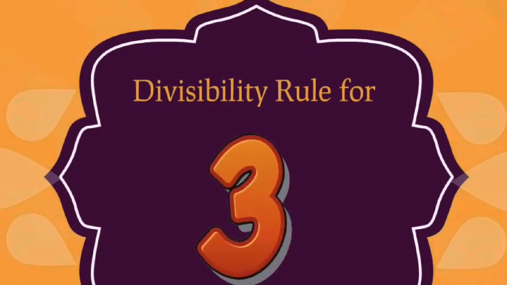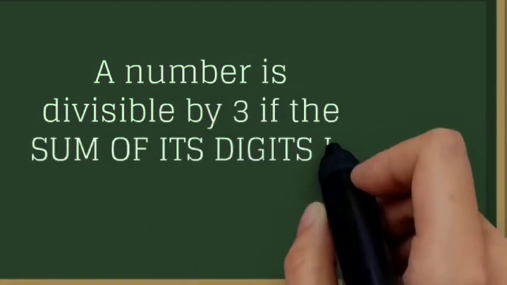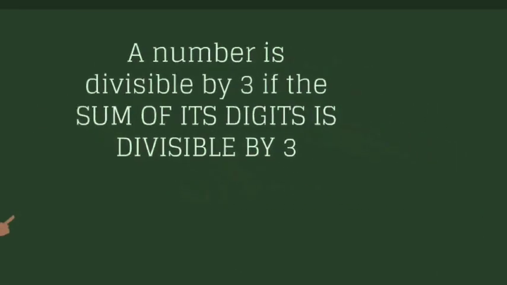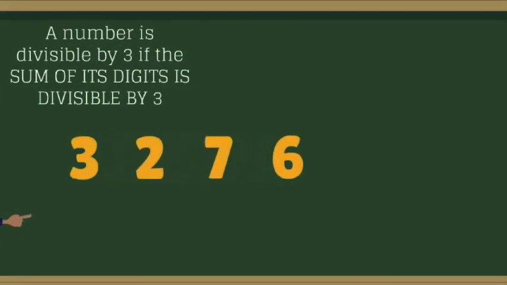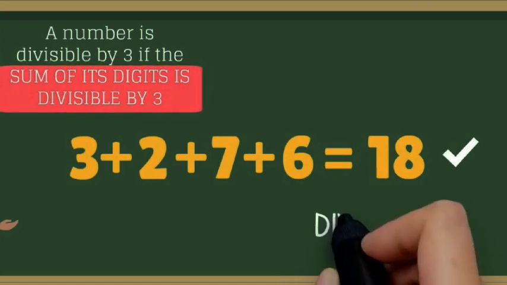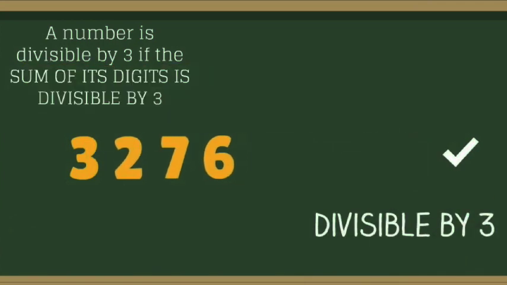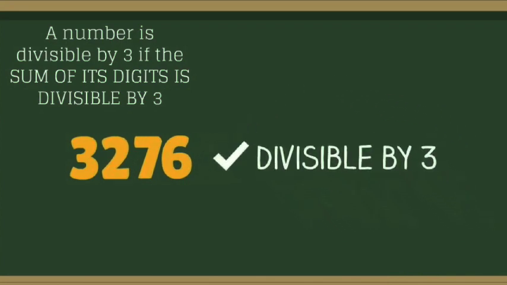Divisibility rule for 3. Any number is divisible by 3 if the sum of its digits is also divisible by 3. Take for instance a number 3276. The sum of its digits is 18, which is clearly divisible by 3. So 3276 is also divisible by 3.